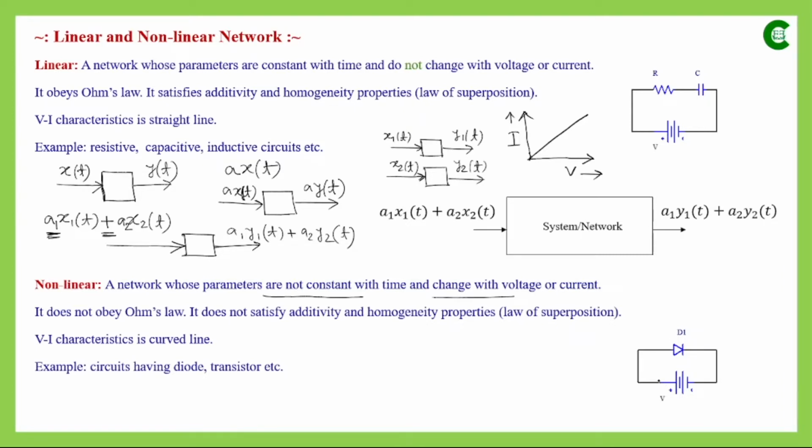Now in case of a diode, when it is forward biased, the current flows through that diode in the circuit. But if we change the polarity of the voltage source and the diode becomes reverse biased, then no current will flow through that diode. So if we draw the VI characteristics of this circuit where we have only a diode, it will be a curved line. This type of characteristics we will be getting. So in case of a nonlinear network, the VI characteristics is not a straight line, rather it is a curved line.